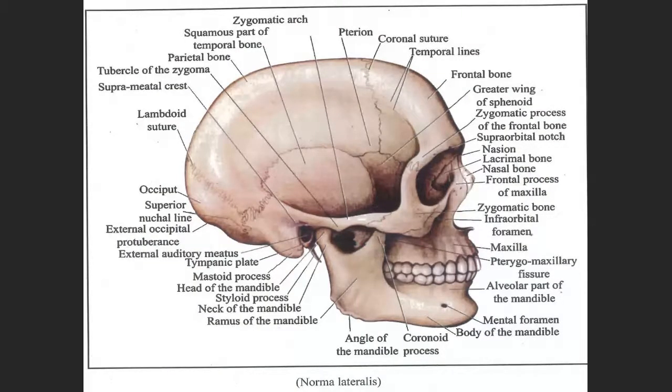Here, this area is the temporal fossa and infratemporal fossa. I told you in the previous picture there is no ramus of the mandible. So here now the mandible is present. Here you see the lateral boundary is formed by the ramus of the mandible. Okay.